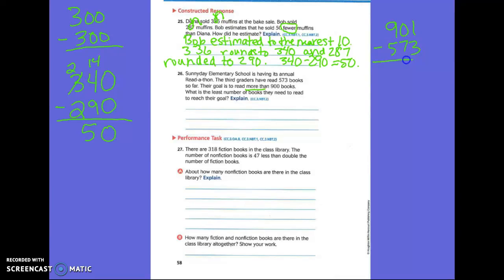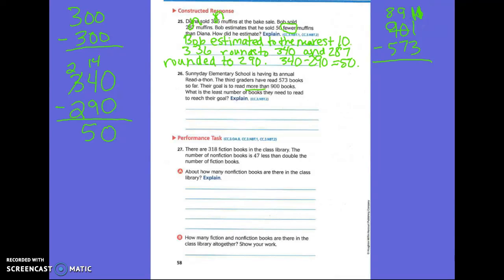573. All right, let's figure that out. What's 1 minus 3? Can we do it? No. Okay, so now we can't even borrow from the 0, right? So what are we going to do? We're going to cross out the 90. What are we going to make it, Savannah? 89. And then the 1 is going to be now? 11. 11, yes. You're right, 11. I'm sorry, that's my fault.